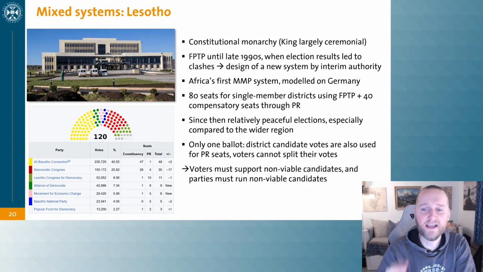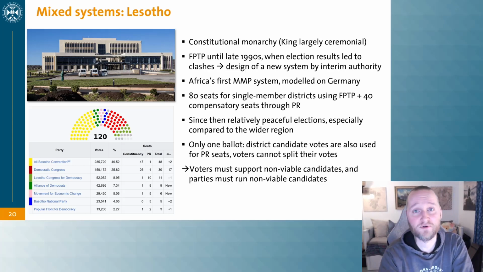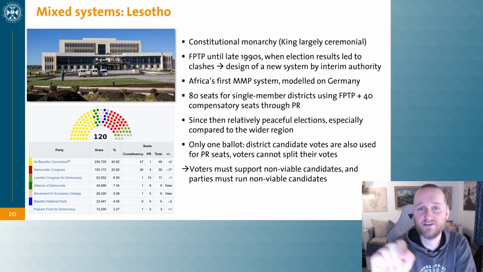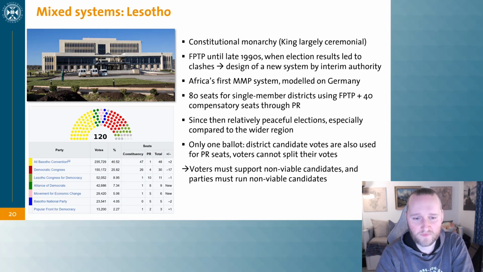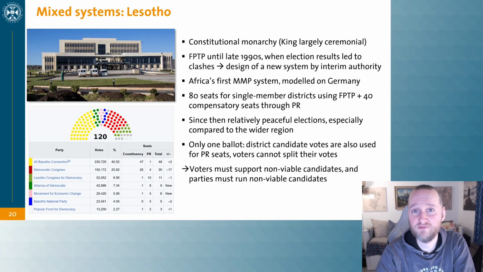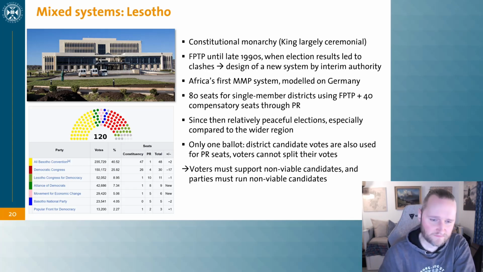120 seats, 80 seats are allocated to single member districts. So there's 80 districts in Lesotho, and those run on first past the post. So whoever wins the district, whoever gets the most votes in the district, gets that seat in parliament. Those are 80. And then the remaining 40 seats are used to compensate parties that have received a share of the vote, but that have not been able to actually win as many district seats as they should.